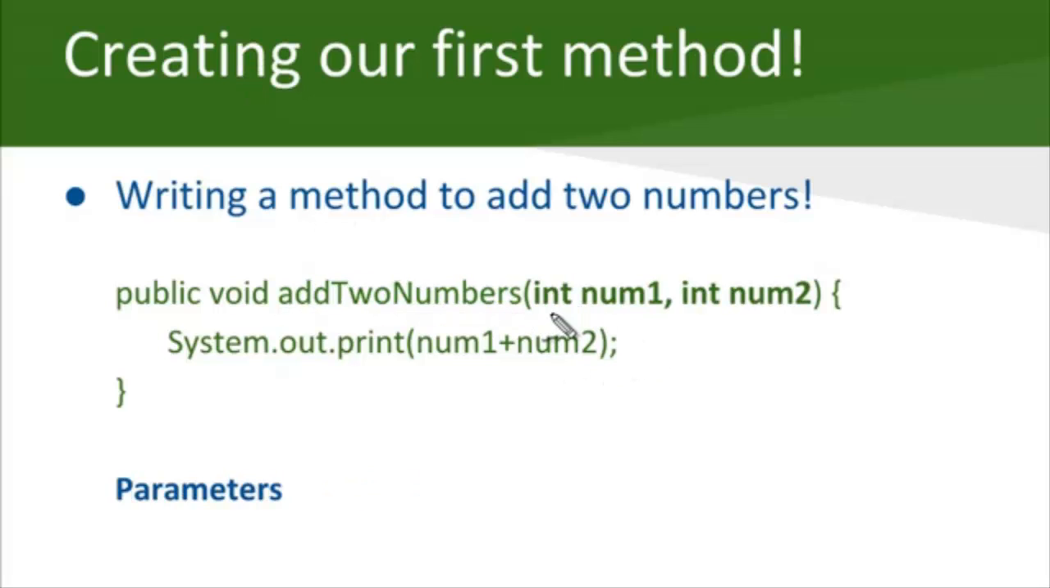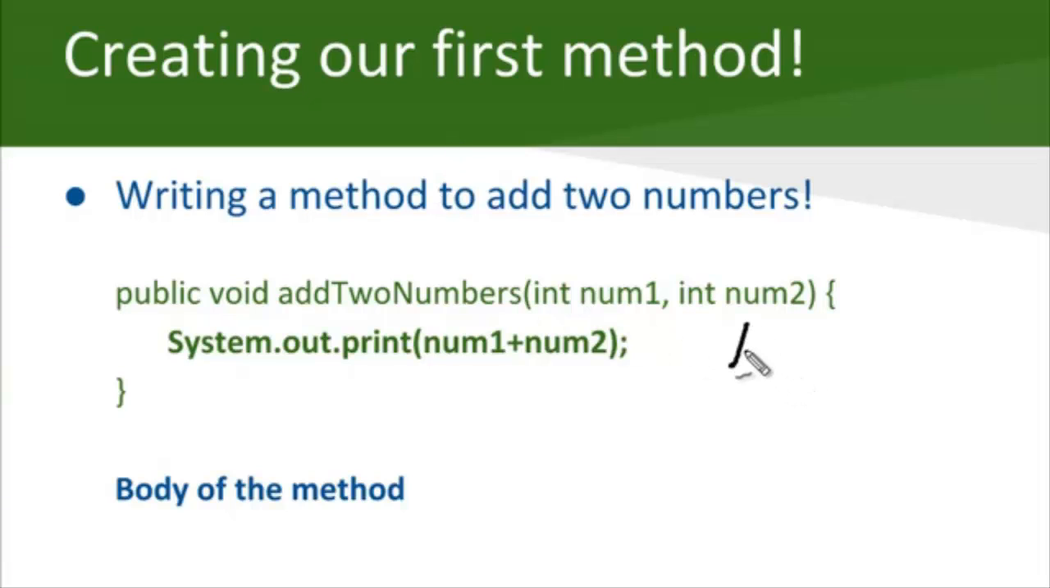Recall that our travel method was taking two parameters. Methods need some variable to perform certain actions. Like the travel method needed the start destination and the end destination. So adding two numbers basically needs two numbers, and these parameters are passed from the point where the method is called. In these brackets you will enter the parameters, and we have integer num1 and integer num2, these two parameters of the method add two numbers.